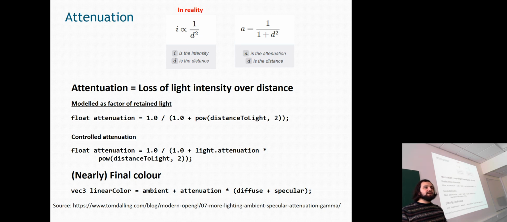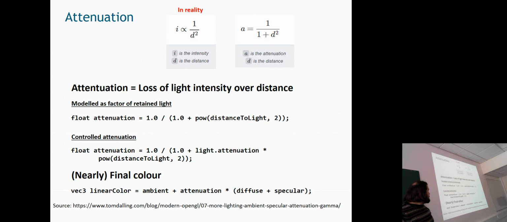The distance is 0? Yeah, exactly. Very good point. If distance is 0, we will get a division by 0 error. To avoid that, instead of presenting it that way, we present what portion of the overall energy is preserved. So if distance is 0, we preserve 1. And if it's infinity, we get 0 of the light preserved.